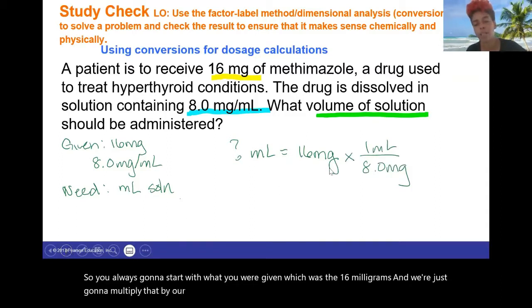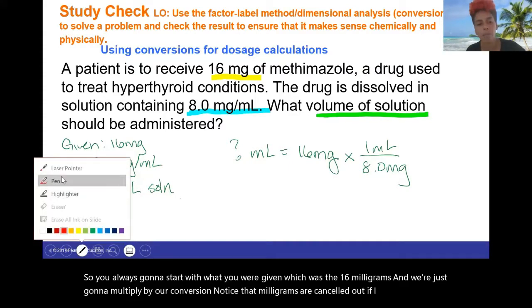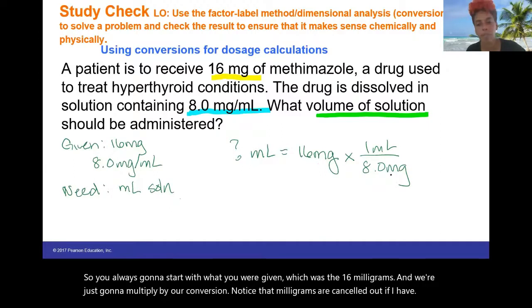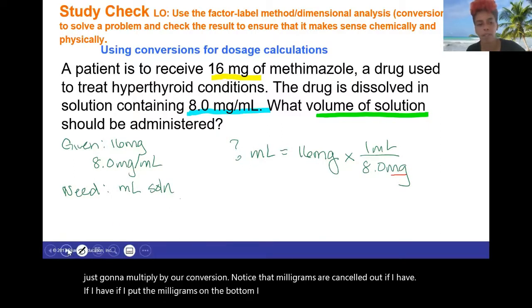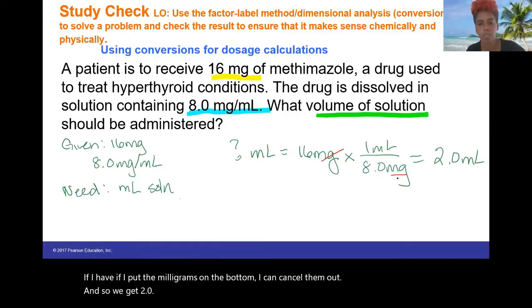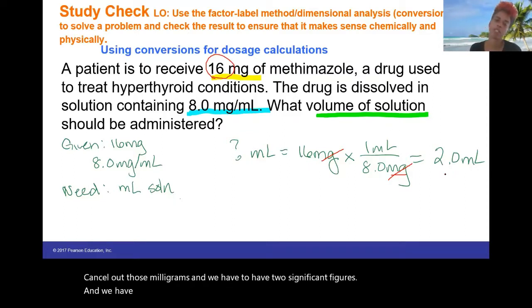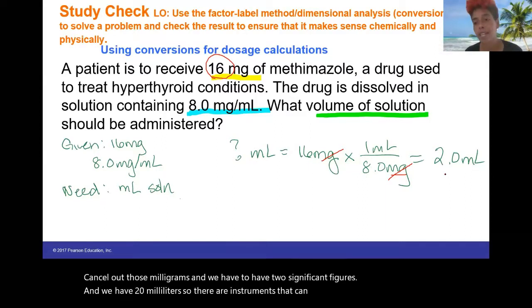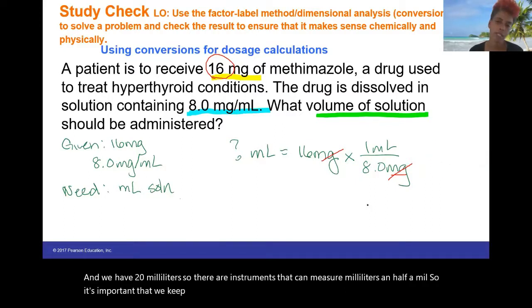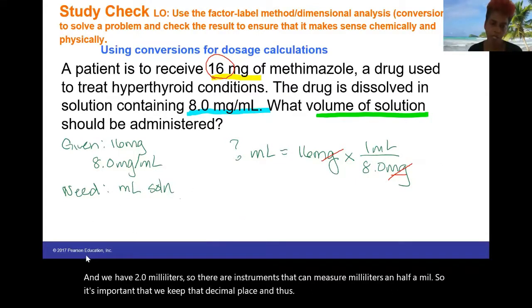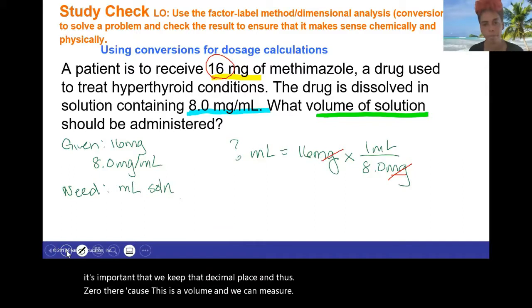Notice that milligrams are canceled out. If I put the milligrams on the bottom, I can cancel them out. And so we get 2.0 milliliters. We cancel out those milligrams, and we have to have 2 significant figures, so we have 2.0 milliliters. There are instruments that can measure milliliters and half of them. So it's important that we keep that decimal place, because this is a volume and we can measure things with that small volume.